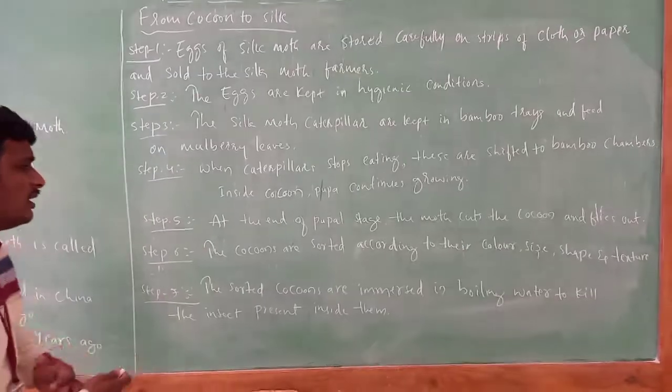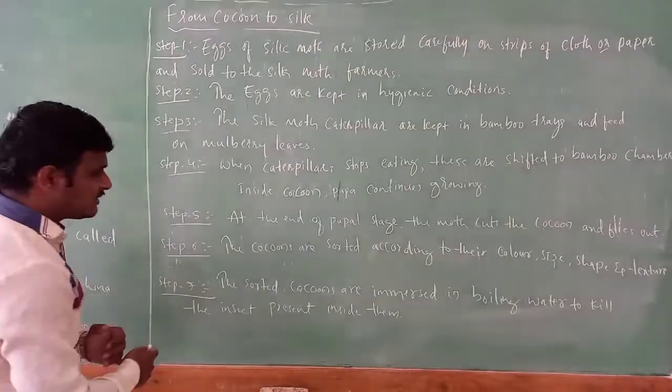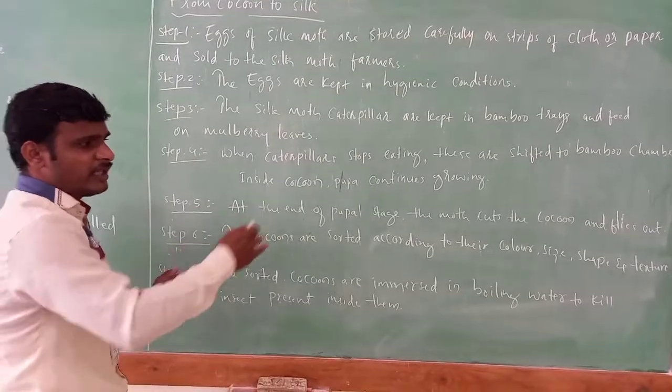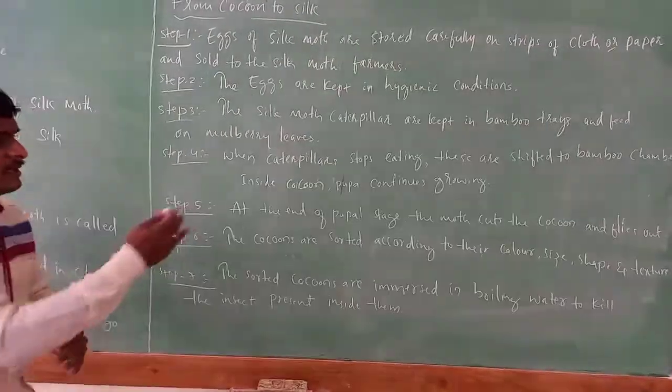Next, sixth step: the cocoons are sorted according to their color, size, shape and texture. So depending on these characteristics, the cocoons are separated.